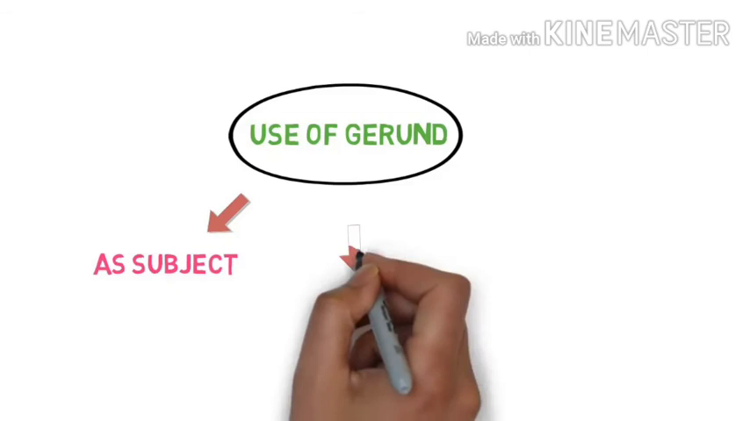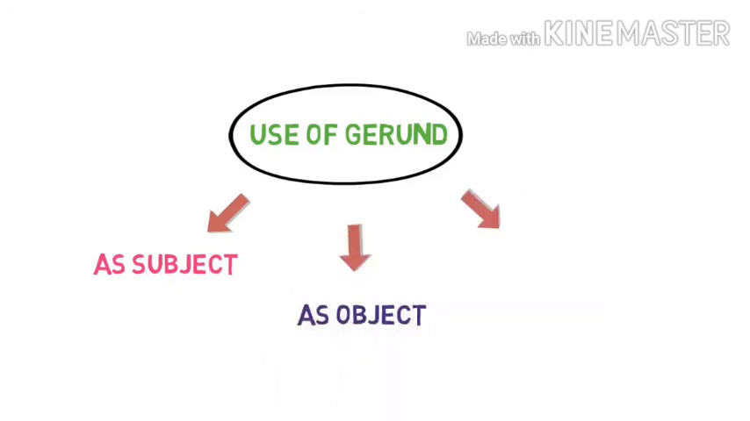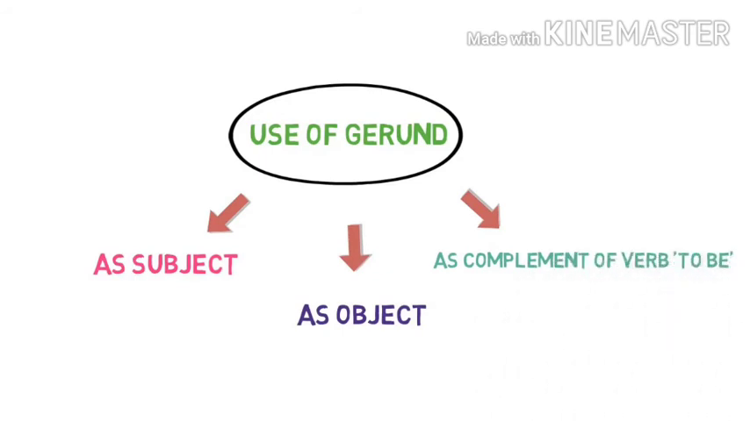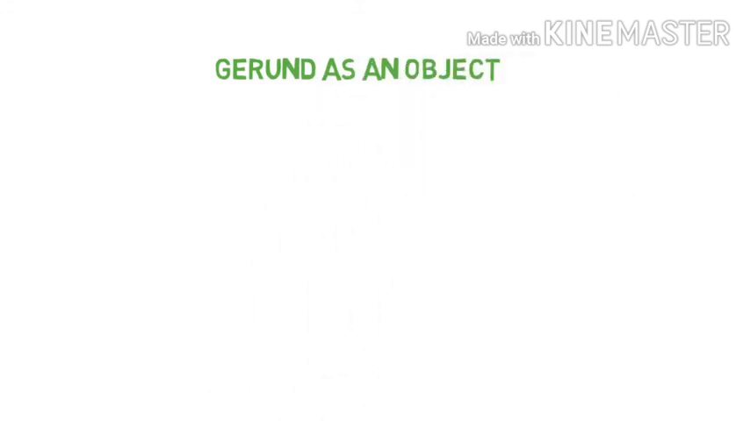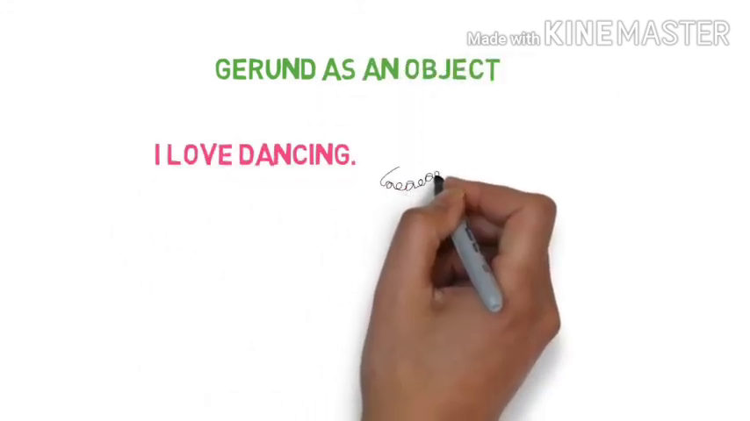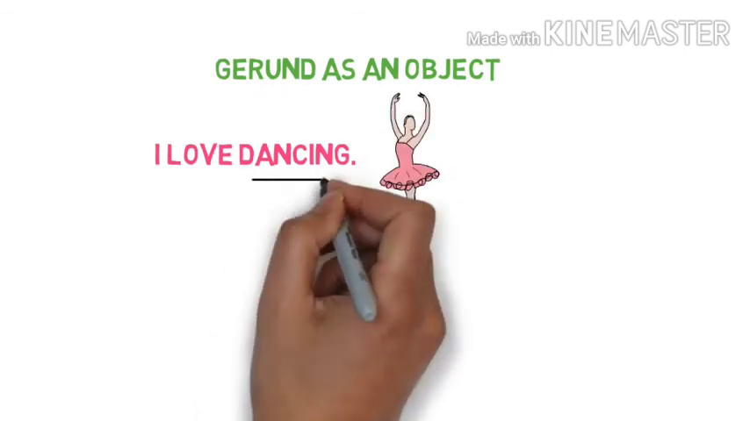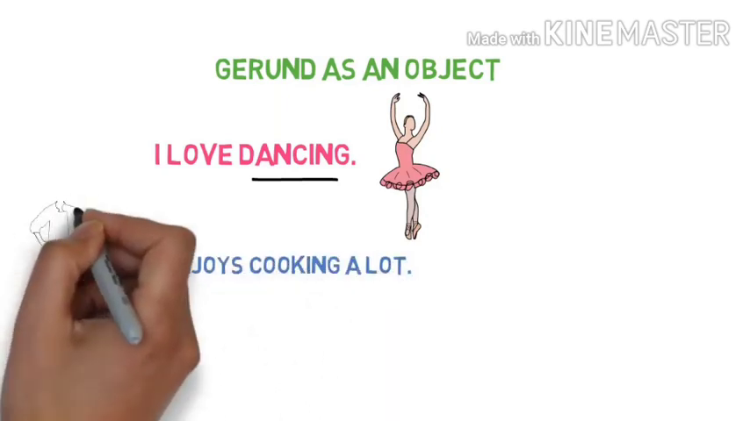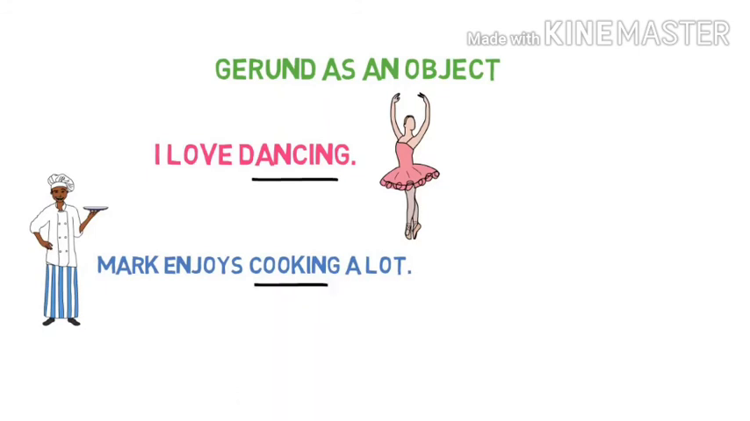Now, the second use of gerund is as an object and the third is as a complement of the verb to be. Let's look into examples where we use gerund as an object. I love dancing. Here, dancing is a gerund which acts as an object in the sentence. Mark enjoys cooking a lot. Here, cooking is a gerund which acts as an object in the sentence.